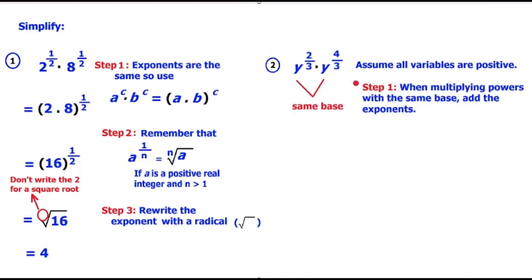So now let's work on this side. Okay, step 1. When multiplying powers with the same base, we add the exponents. So we see here we have the same base of y. So now what happens is y to the 2/3 plus 4/3 is what we're going to do, okay? So we could simplify this. These have the same denominator, so we could just add these. It becomes 6 over 3. 6 over 3 is equal to just 2. So we're left with y to the power of 2. And that's it. That's all there is to that problem.